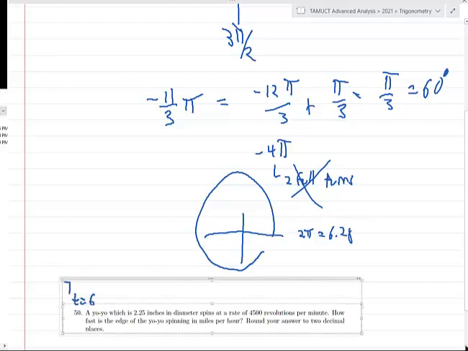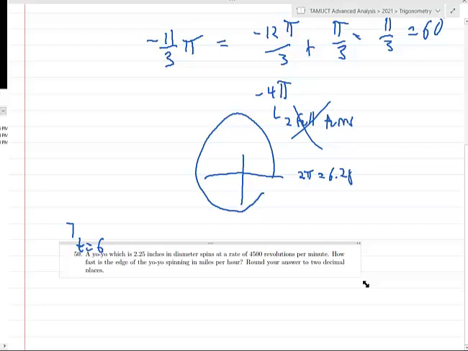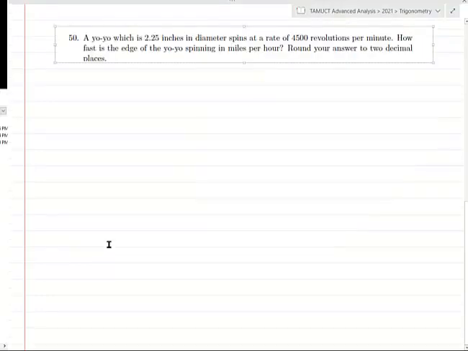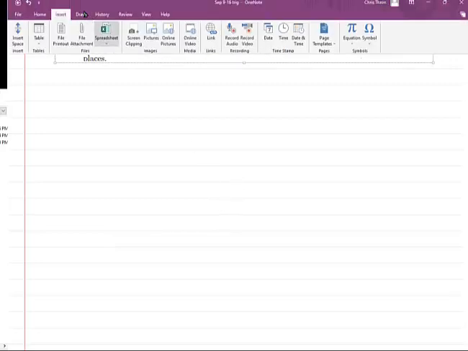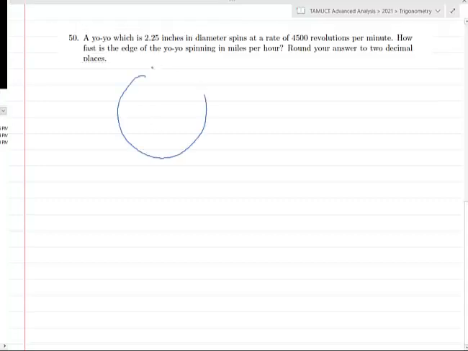All right, so there's my yo-yo, 2.25 inches in diameter, spinning at a rate of, all right, so what's going on here? Right here, let me get this out here. All right, fixed. So here we have a yo-yo that is 2.25 inches in diameter. What does that mean? Diameter, be careful you understand. Of course, you understand the difference between diameter and radius. So 2.25 is this distance here. And take note that this is in inches, okay? That's 2.25 inches. Okay, and you have 4,500 revolutions per minute.